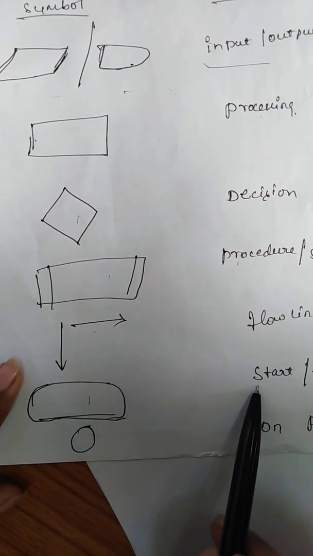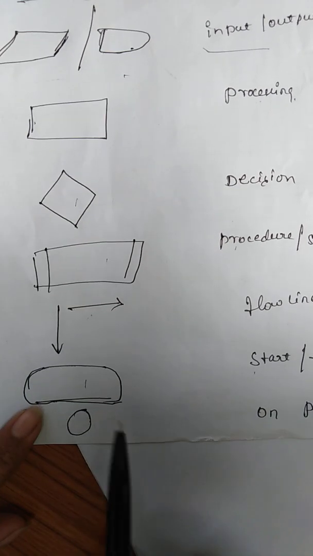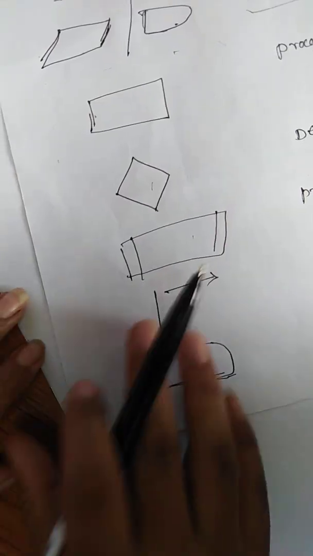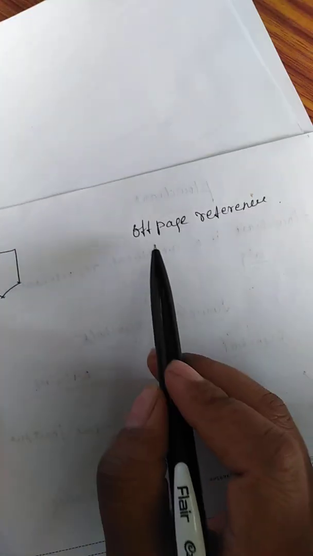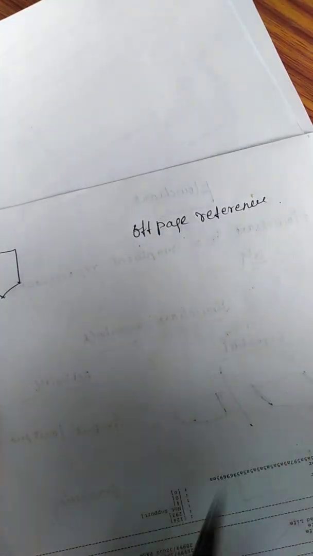This one is the start terminator symbol. This one is the on-page connector, and the last one we can use in a flowchart is the off-page reference. This is how we can represent it in a flowchart.